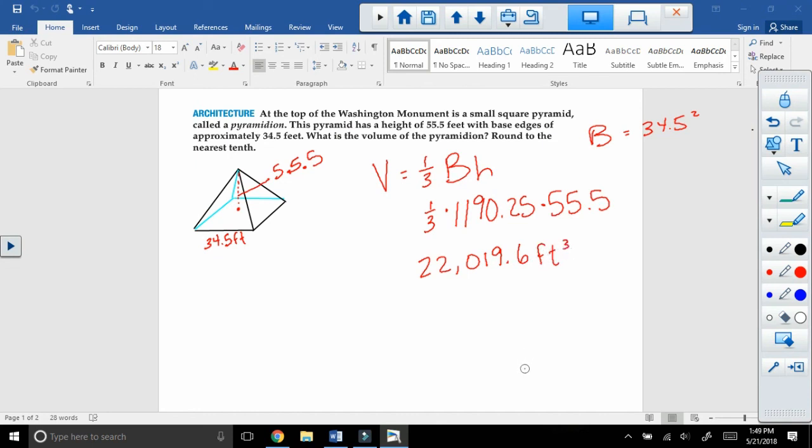So this does sound like a really big number, but this is, again, the top of that monument. Google Washington Monument if you're not sure what it looks like, but you know it's the one that basically looks like this, the really tall building in Washington, D.C. So there we go. I hope this is helpful, and we'll work on this in class.